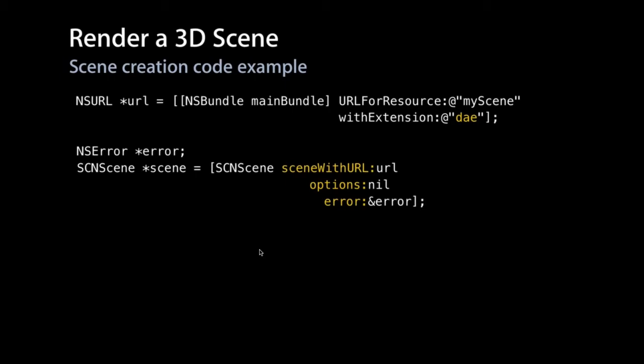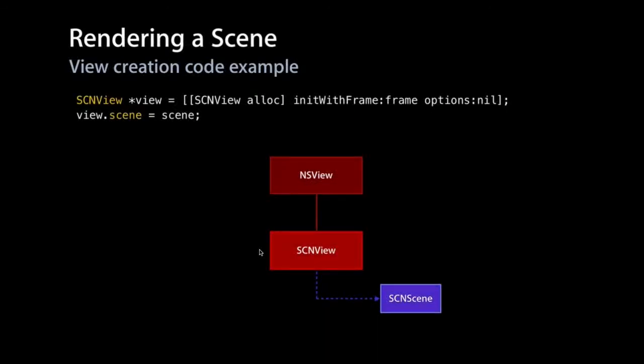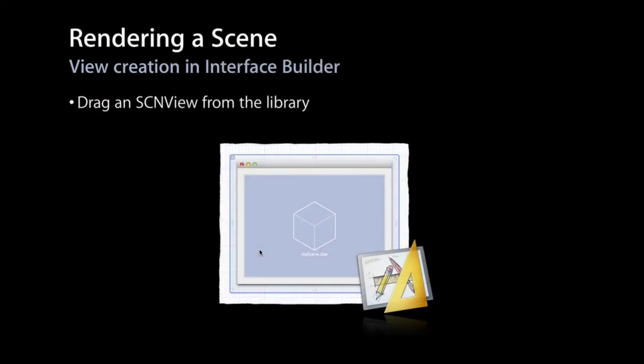Once you have your scene loaded, you may want to render it, for instance, in a view. To do that, SceneKit provides an SCNView object. An SCNView is a subclass of an NSView that has the capability to render a 3D scene. So just allocate an SCNView and then set your previously loaded scene to your view using the scene property of the SCNView. Another way to create an SCNView is to use Interface Builder. So to do this, just drag and drop an SCNView object from the Interface Builder library into your user interface, and then you are done.